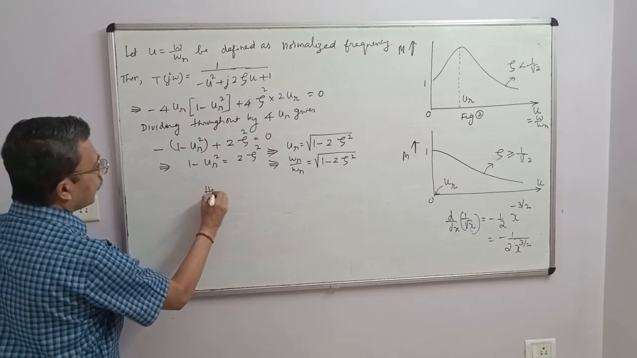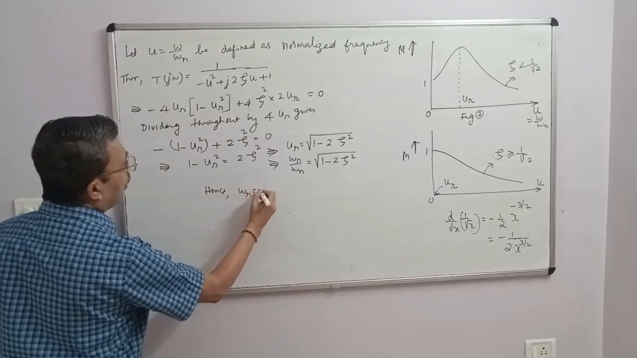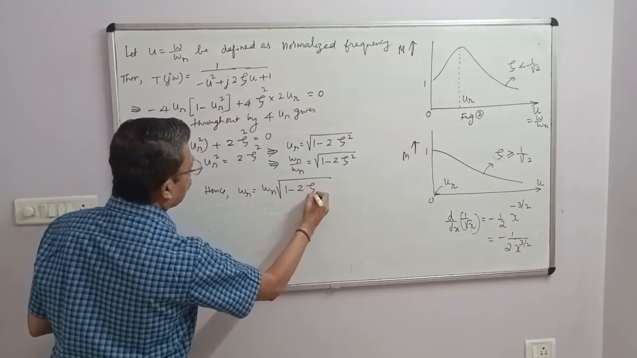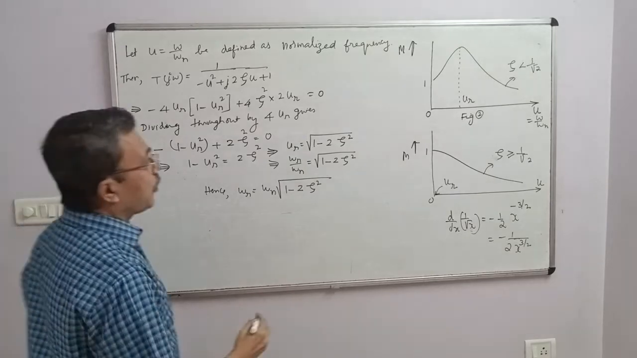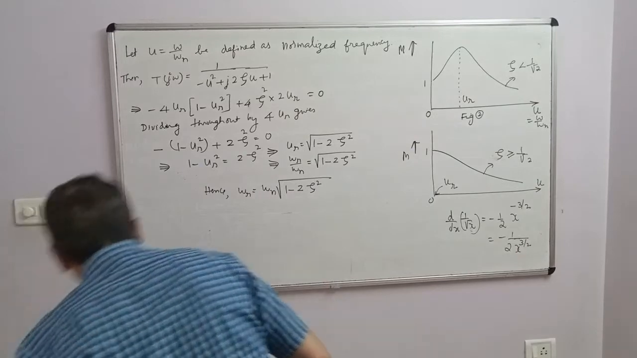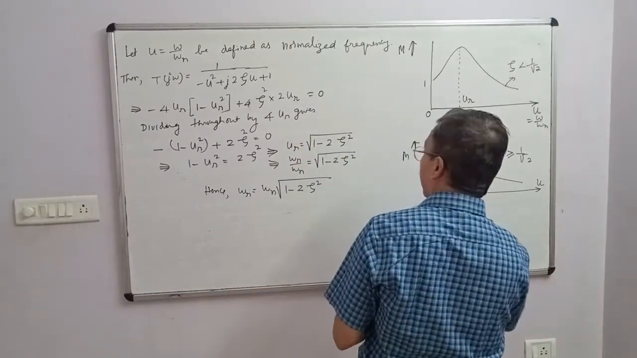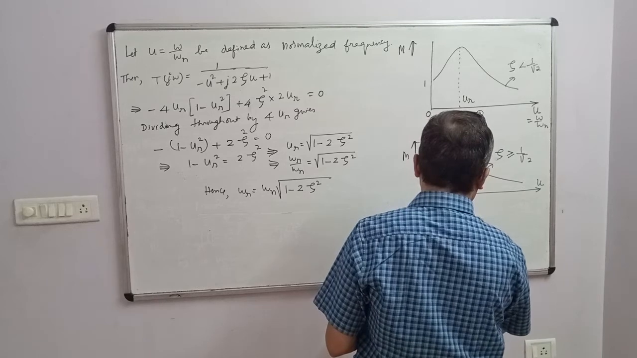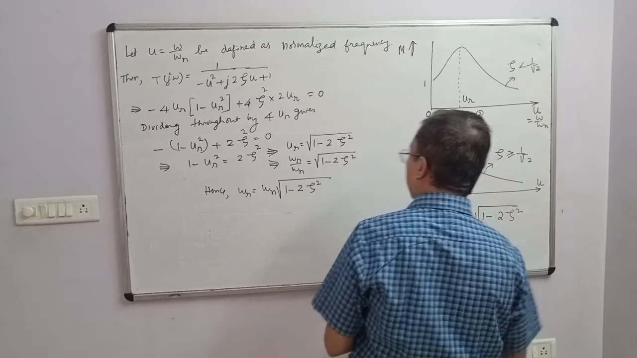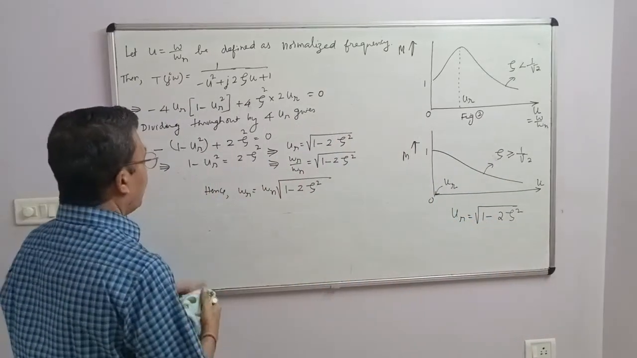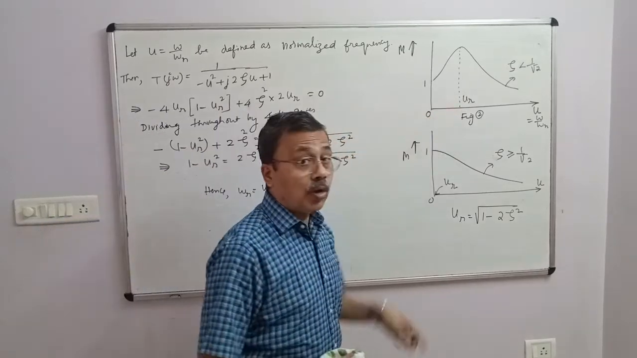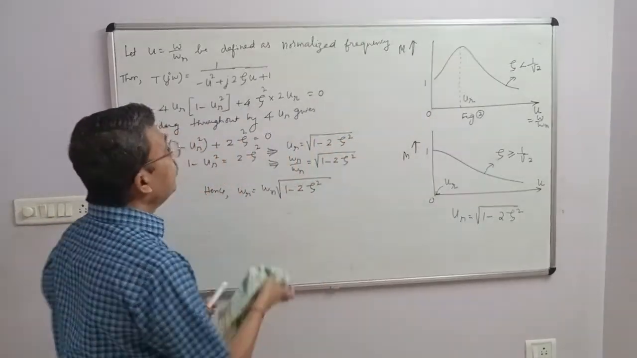Hence, resonant frequency omega R is equal to omega n into square root of 1 minus 2 zeta square. So expression for UR is square root of 1 minus 2 zeta square. Omega R is called resonant frequency. UR is called normalized resonant frequency.